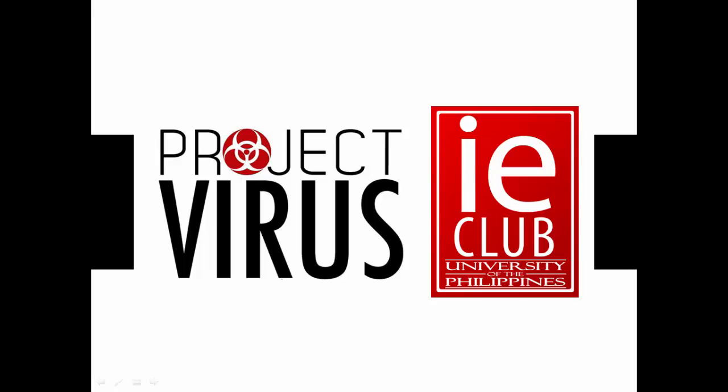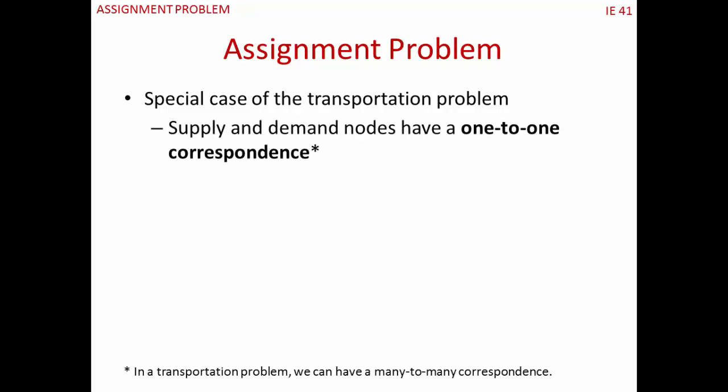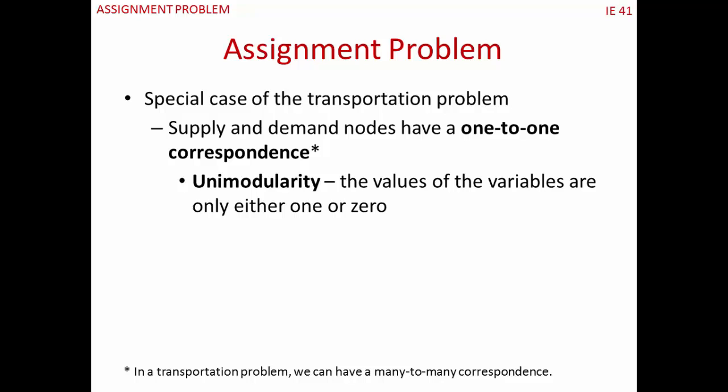IE 141. Assignment problem. The assignment problem is a special case of the transportation problem. Here, the supply and demand nodes have a one-to-one correspondence. This is a special property of an assignment problem called unimodularity. Here, the values of the variables are only either 1 or 0. Remember that in a transportation problem, we can have a many-to-many correspondence.